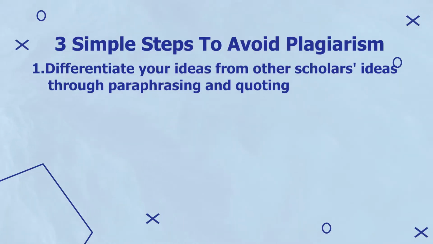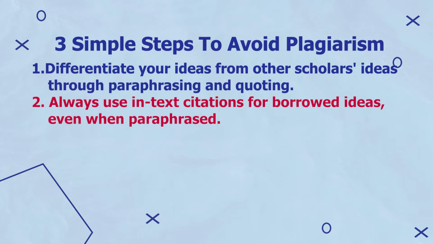The second way you can avoid plagiarism is to always use in-text citations for borrowed ideas even when they are paraphrased. So when you paraphrase other people's work, which means you express such ideas in your own words, you should always provide an in-text citation. Paraphrasing does not grant you permission to pass other people's ideas as your own.